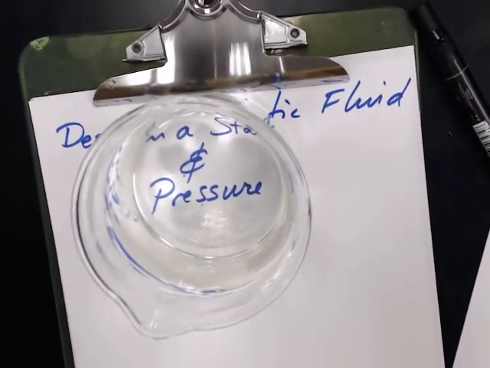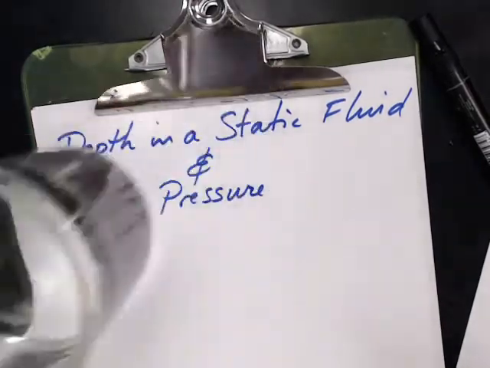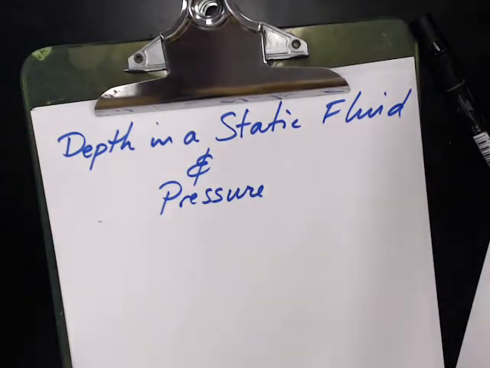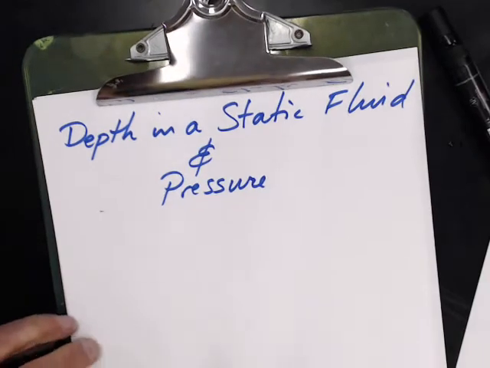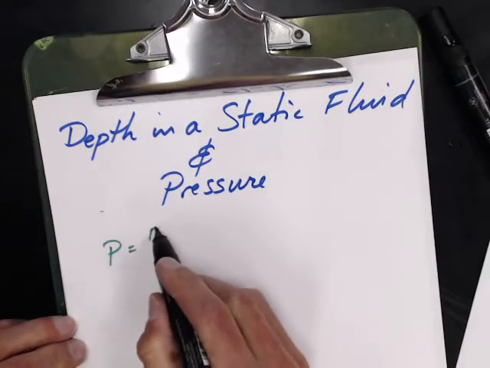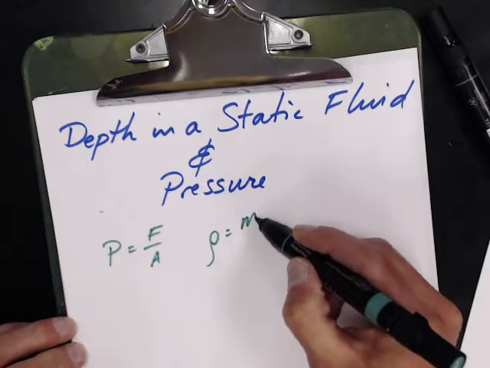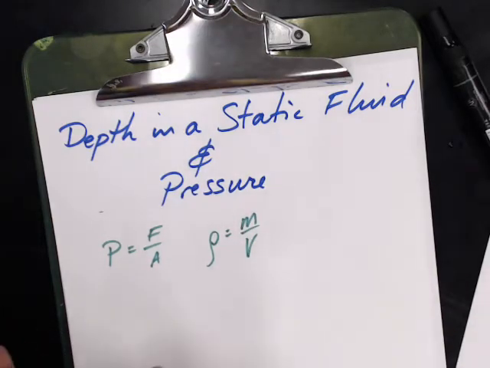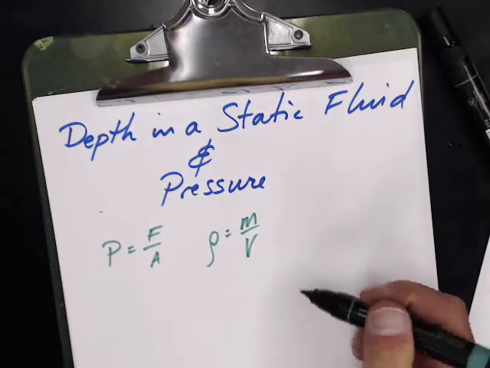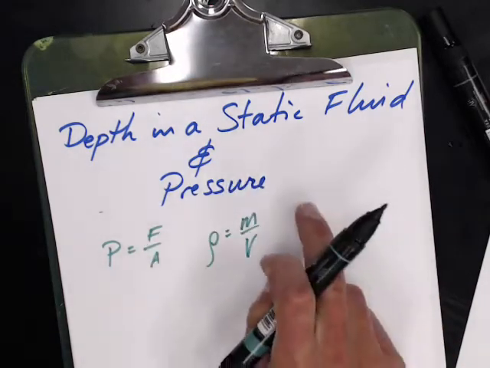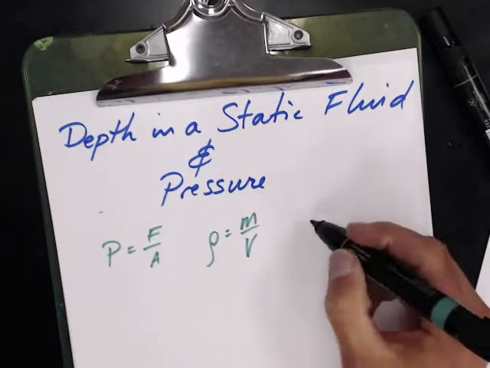All right, so let's get this out of the way. Let's do some review first. Pressure is force over area. Density is mass over volume. And now let's see, what else do I need to know? Pressure, I've got depth, and I think I'm going all right.